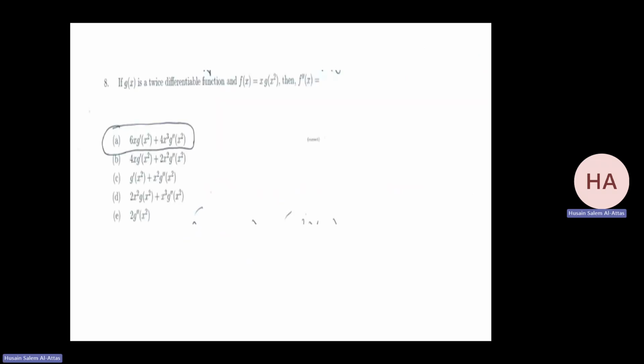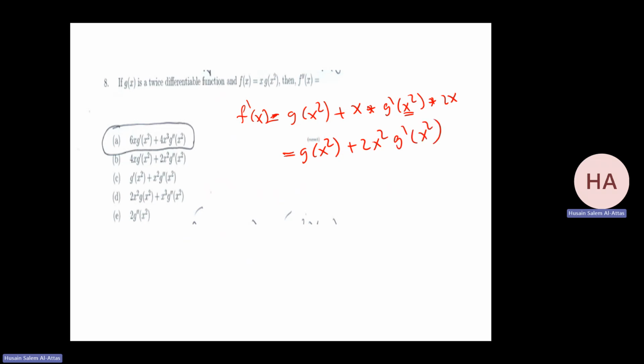If g of x is a differentiable function, and f of x is this, he wants the second derivative in terms of g. Do it step by step. Quotient rule and product rule. F prime, derivative of the first one times the second, plus x times g prime of x squared, derivative of this, which is 2x. So that will be g of x squared plus 2x squared, g prime at x squared.